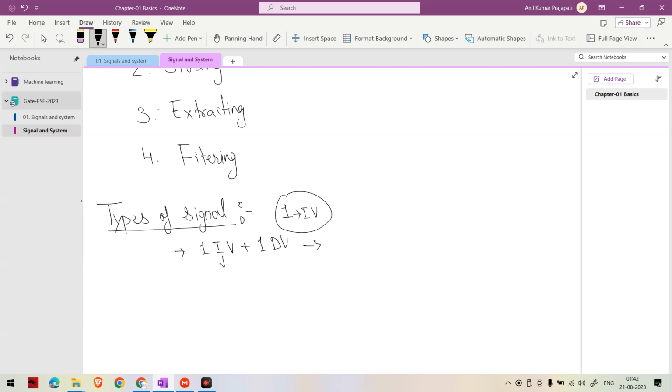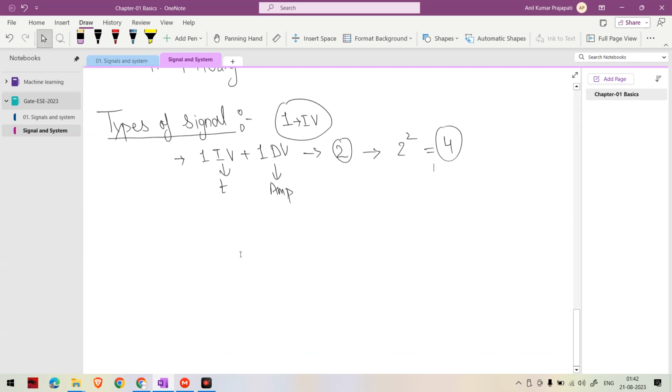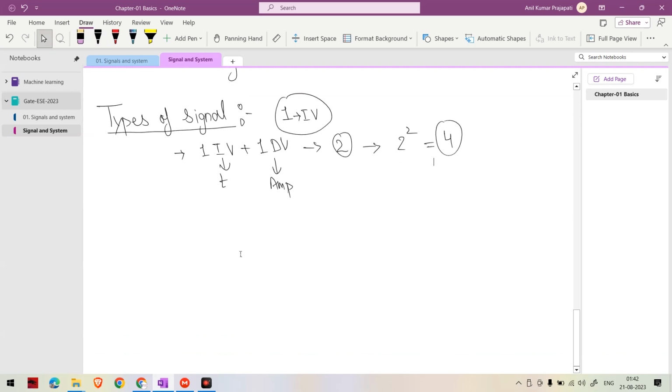For example, the independent variable is time, and the other variable is the signal or amplitude. So there are two variables. Based on the combinations, how many are possible? 2 raised to the power 2 is equal to 4. So four combinations are possible with one independent and one dependent variable. That means there are basically four different types of signals we will study.